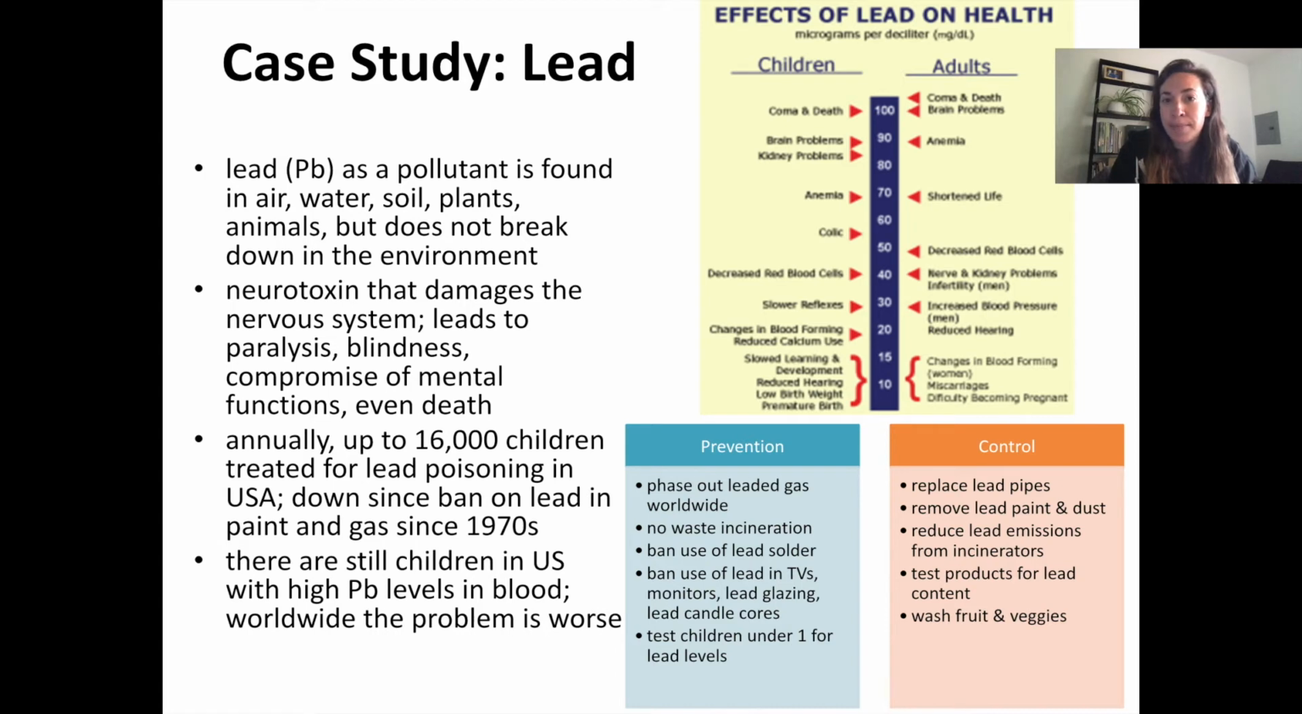Unfortunately, lead-based paints are still significantly found throughout the United States, and children have been known to eat lead-based paint chips or just breathe in dust associated with the removal of lead paints, and that can be really, really significantly problematic.